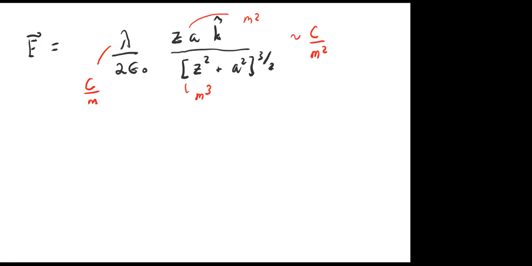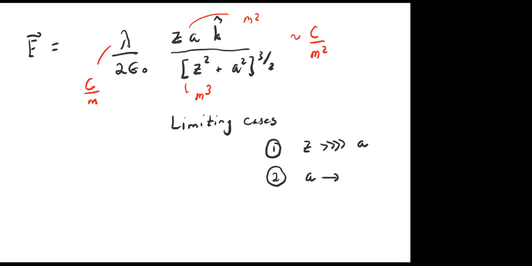Limiting cases. I'm going to leave you the assignment of seeing what happens. You want to test to see if this answer makes sense. Two things you can test. See what happens if z is much, much larger than the radius of the loop. And see what happens when the radius of the loop goes to 0. Okay? So you need to go through those limiting cases to make sure that you get something that agrees with what we already know. I'll give you a hint. It's going to agree with what you should expect for the case of an isolated single point charge.